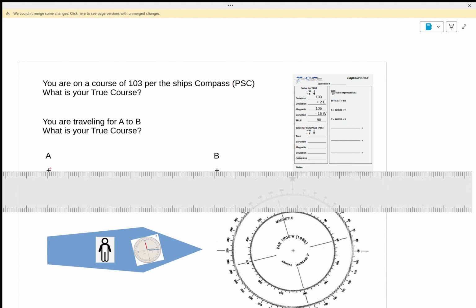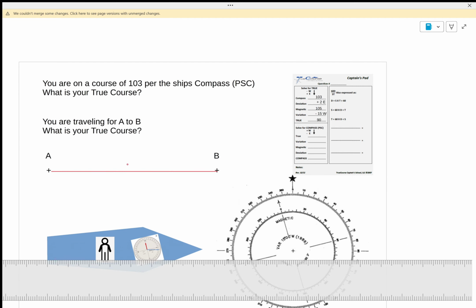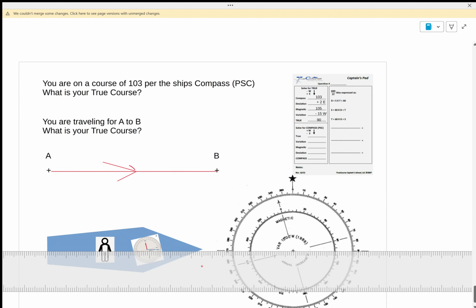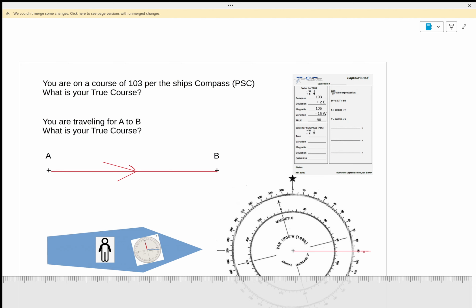I'm sorry, drawing tool's not great. I would draw a line. I would then put an arrow on the line so I don't go the wrong way. Terrible arrow. Sorry about that, folks. And I would take this and I would measure it. And I'd say, oh, I'm going that way. And notice I don't go all the way from one side to the other. I go from the middle out, so I know which direction I'm going in. And that reads 90.